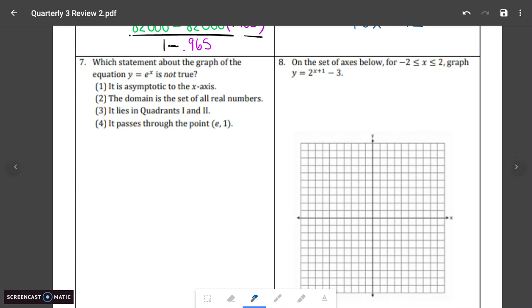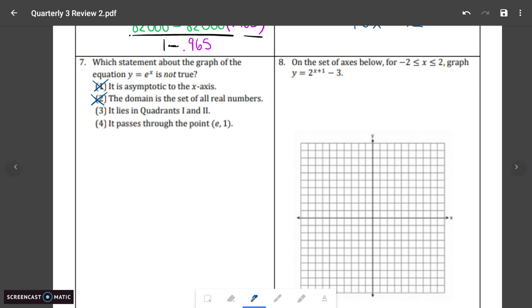So it's asymptotic to the x-axis. That's true, right? Because that's just saying that my asymptote is the x-axis. So we're looking for not true, though, so one's out. The domain is all real numbers. That's true, too. Domain, remember, is the x's left and right. It goes on forever, left and right.